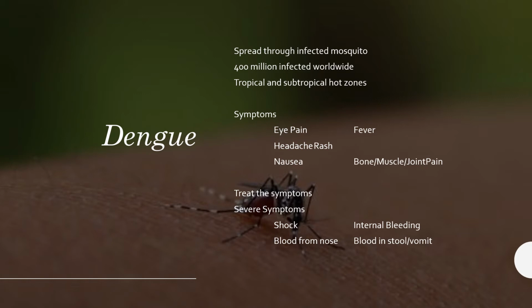So we want to look out for these: vomiting 3 times in 24 hours, any blood from the nose or the gums, and especially any blood in the stool or vomit, are all signs and symptoms of severe dengue.